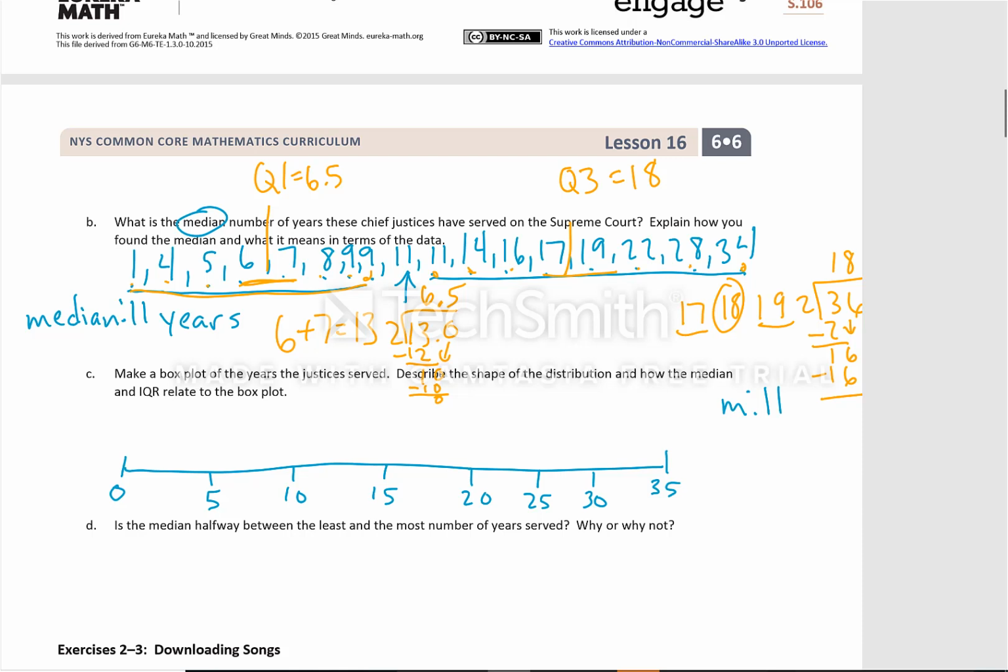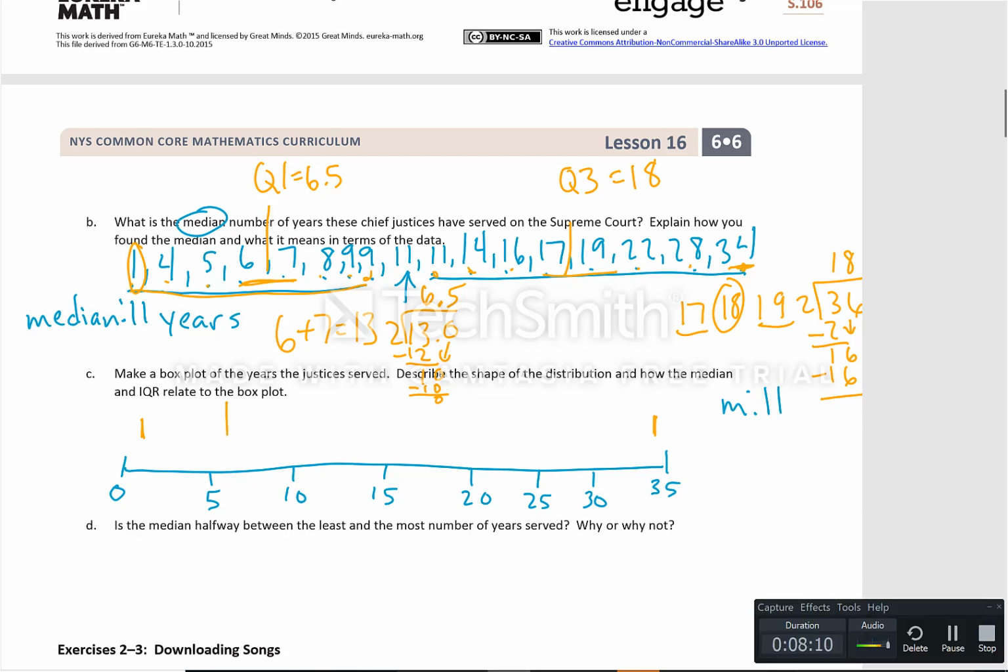So now I have all my data. So I start my box plot with that 1. So it's going to start right here, and I label it with that dash. And 34 is my max. And so I label that max with that line as well. I'm going to find quartile 1, which is 6 and a half.